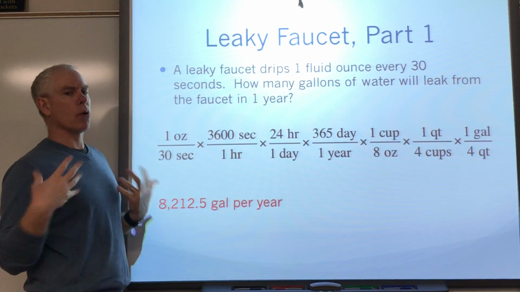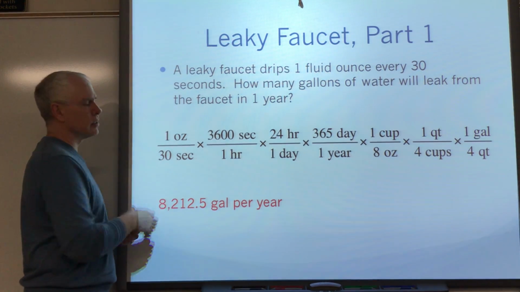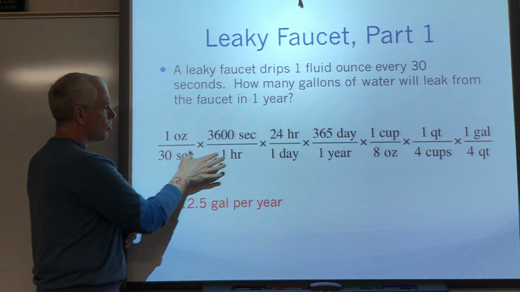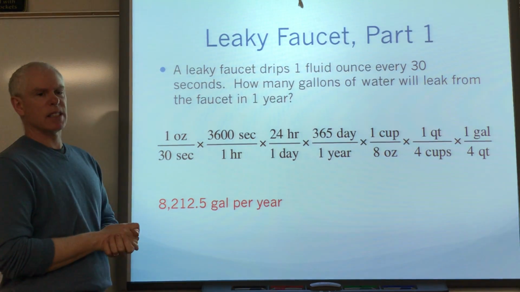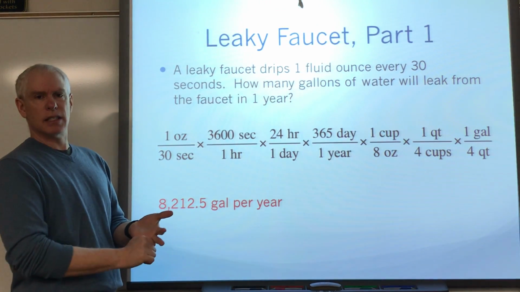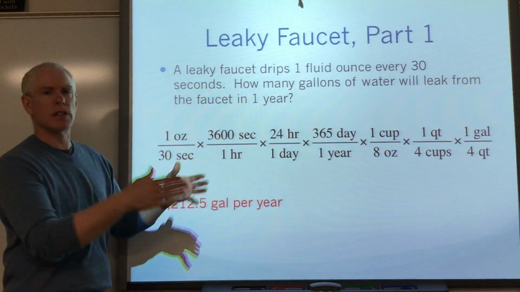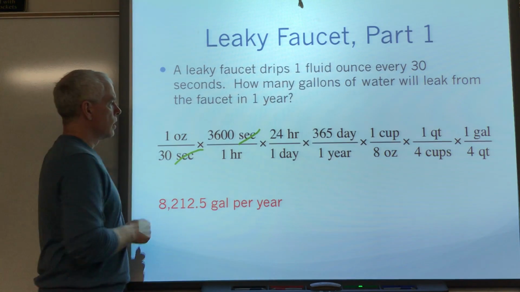You could do it in a different order than I'm doing it in, but we're going to try to work this out. So the first thing I'm going to tackle is the seconds, and I'm going to try to convert that to years. So if I have seconds on the bottom, I have to put seconds on the top. I know there's 3,600 seconds in an hour, 60 seconds in a minute, 60 minutes in an hour. 60 times 60 is 3,600. You could have done that with one additional step if you wanted. So seconds cancel.